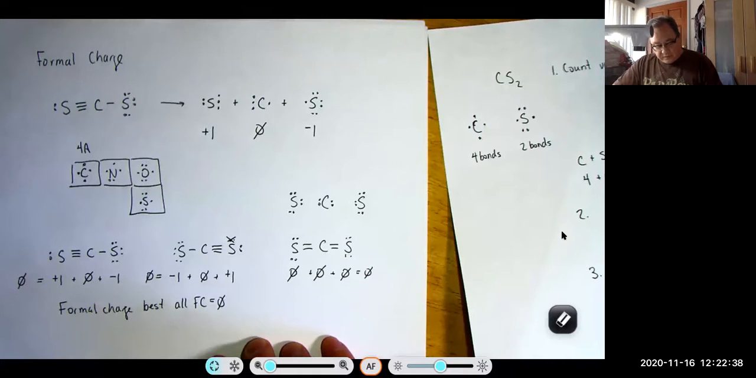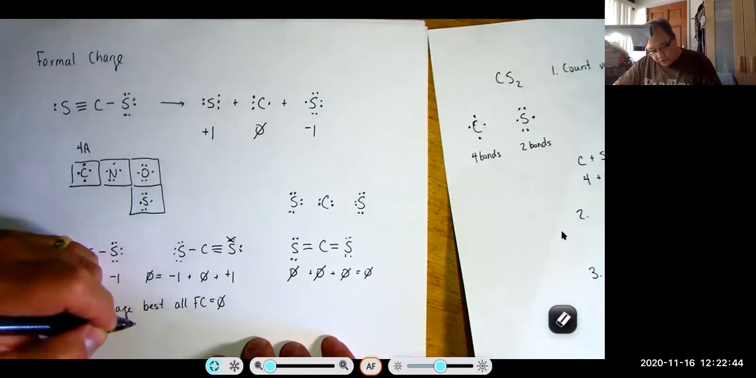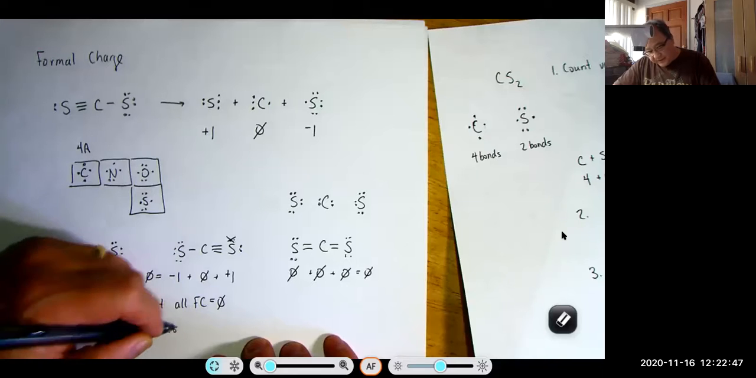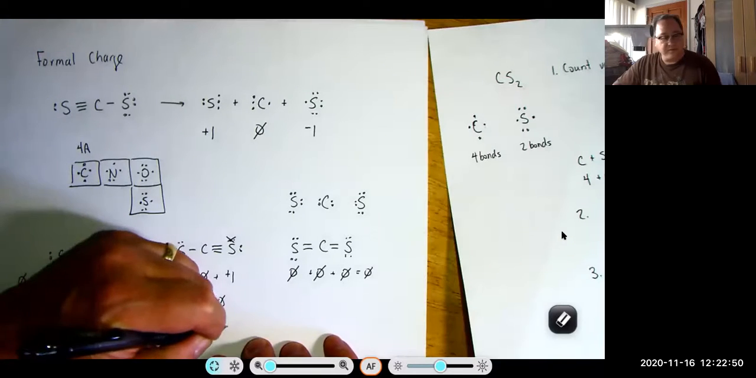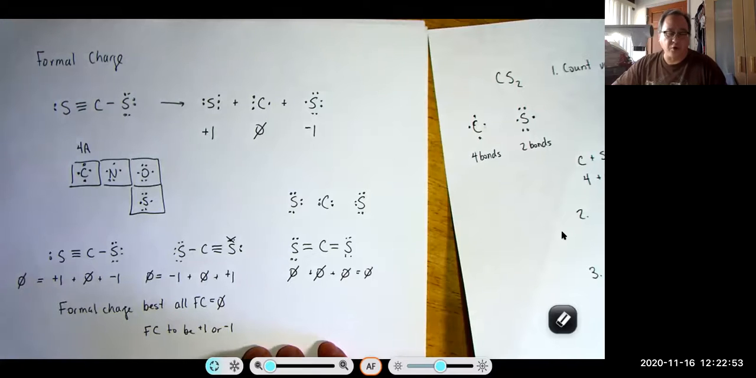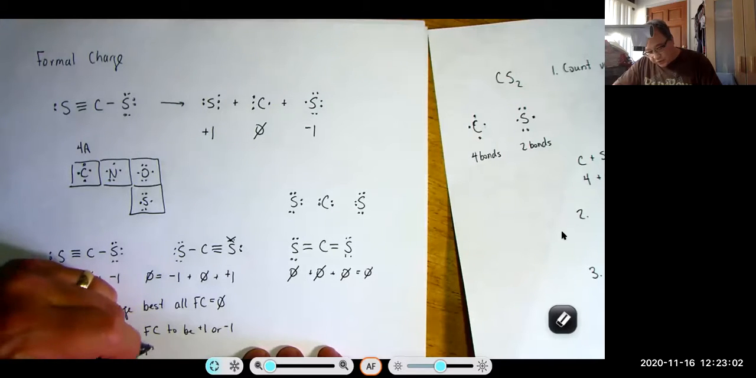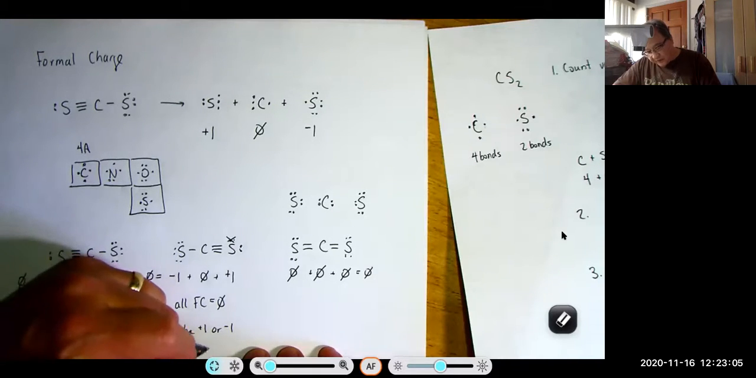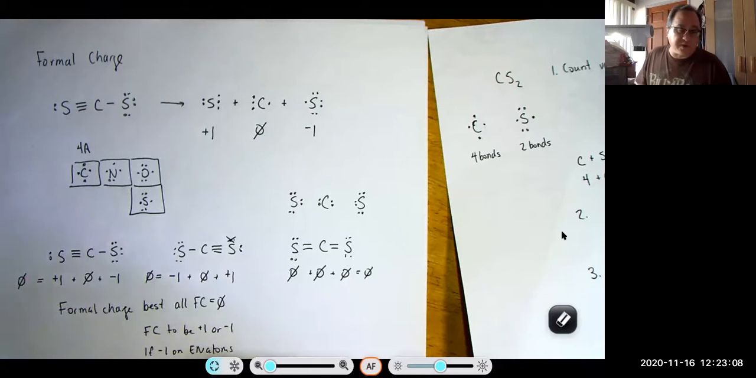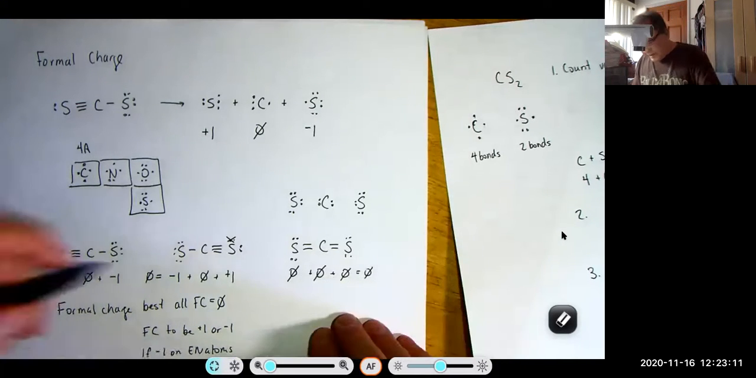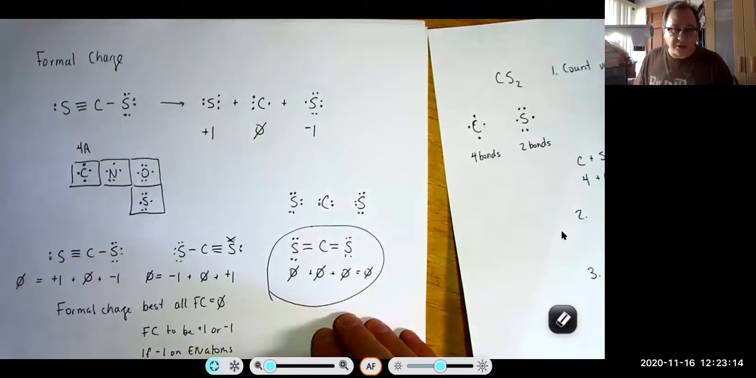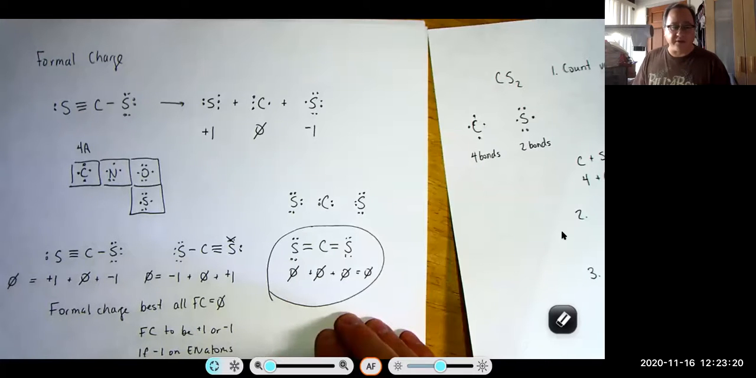Now, sometimes you have to have a formal charge on one of the atoms. So if you do have a formal charge, you want formal charges to be +1 or -1, but nothing else. You don't want 2s or 3s or -2s or -3s or anything like that. And if it's a -1, you want it to be on an electronegative atom, if possible. And if it's a +1, you want it to be on the less electronegative atom. So that's another way to evaluate this structure, based on formal charges. The more zeros you have, the better.